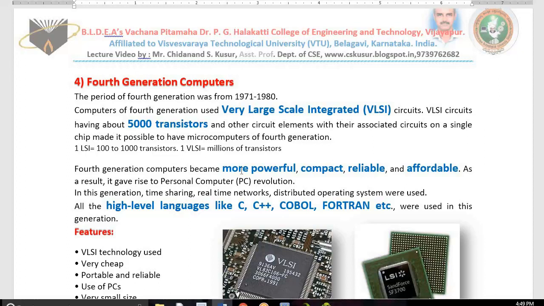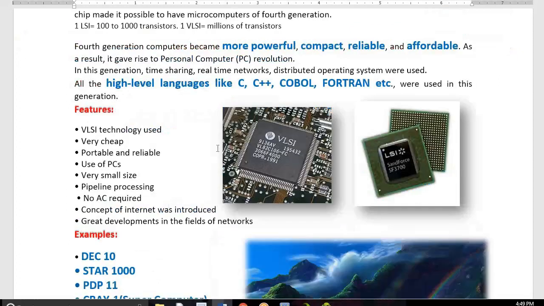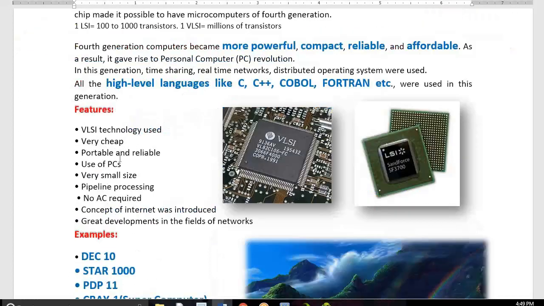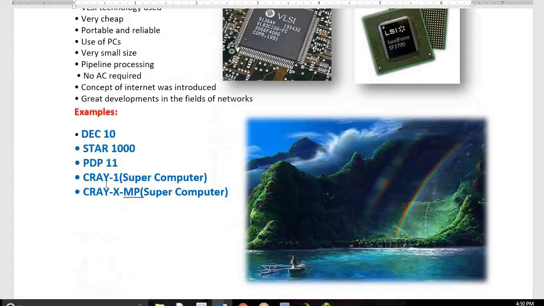In this generation, time sharing operating systems, real-time network operating systems and distributed operating systems were introduced. All the high-level languages like C, C++, COBOL, Fortran and many more we started to use with the fourth generation. VLSI technology, very cheap, portable and reliable. Use of PCs, very small size, pipeline processing, no AC required. The concept of internet was introduced, and great developments in the field of networks also. Examples: DEC 10, STAR 1000, PDP 11. Supercomputers were introduced: Cray 1, Cray X-MP.